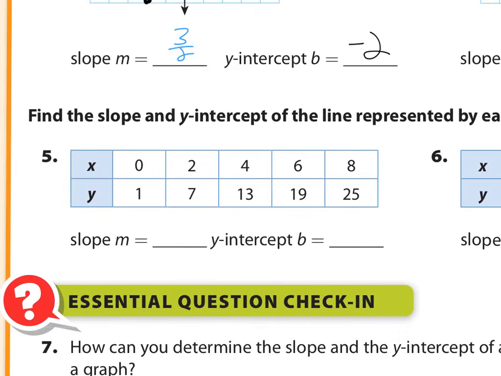All right. Number 5. You should be able to look immediately and tell what is the y-intercept? 1. x is 0 when y is 1. Okay? Slope is the change in y, which is 6, over the change in x, which is 2. What does 6 over 2 equal? 3. Good. Excellent.